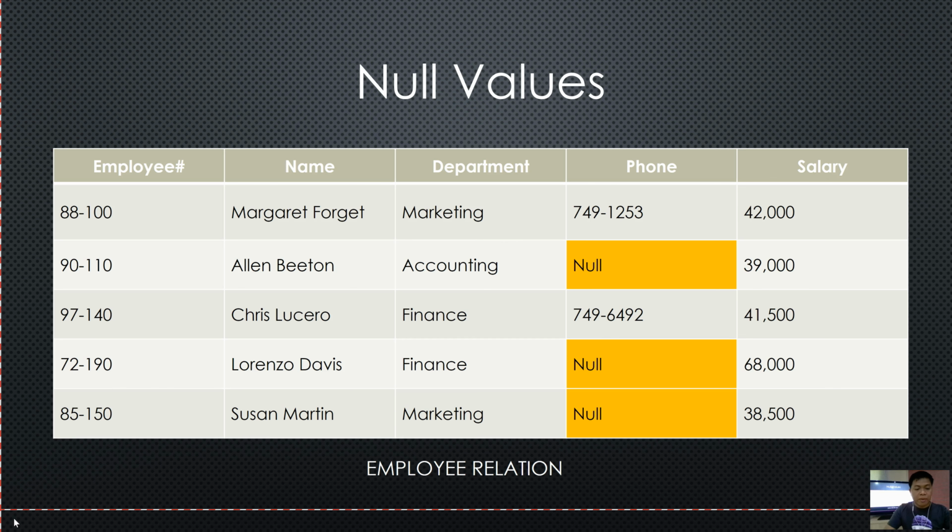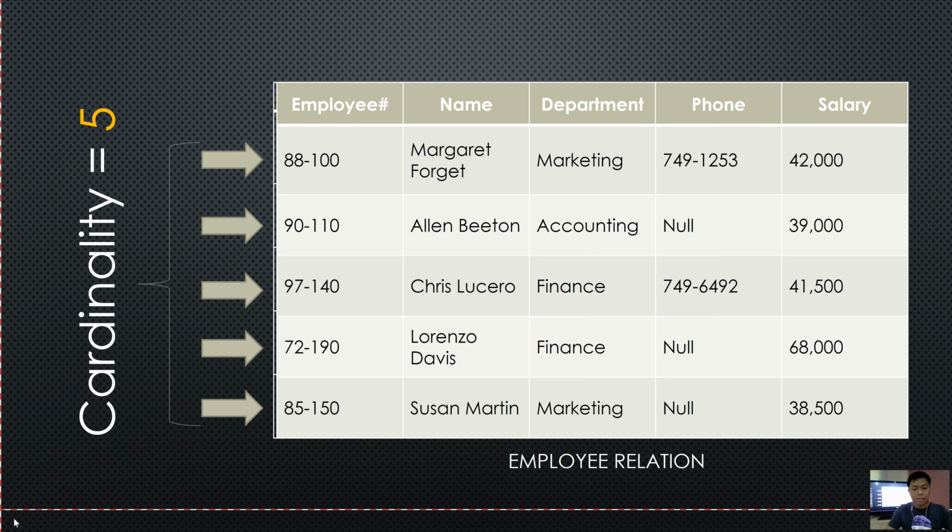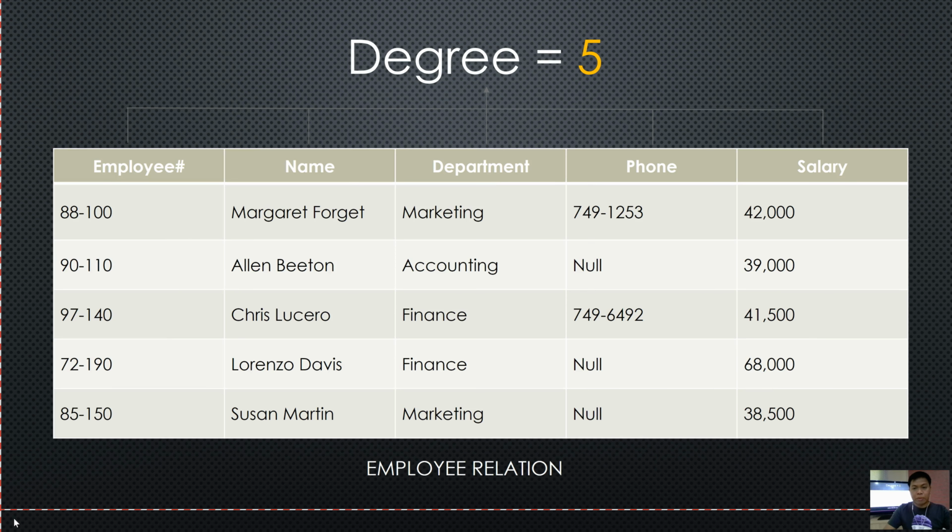So let's find the cardinality and degree of this table. Again, the cardinality is the number of tuples, while degree is the number of attributes or the number of columns. So for this table, the cardinality is equal to 5 and degree is equal to 5 also.